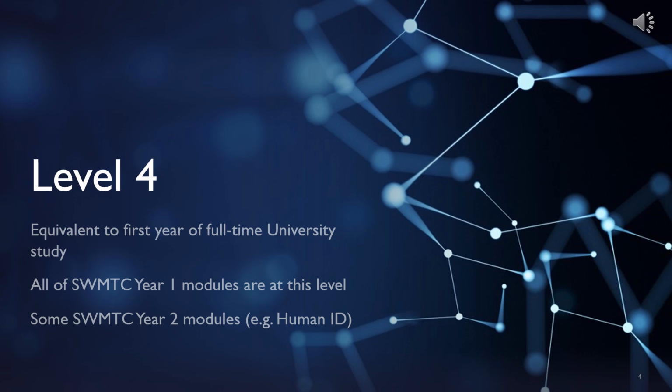Now, for reasons I won't bore you with, full-time university degrees during the first year of study are referred to as Level 4. Because SWMTC students are all part-time students, they take more than 1 year to complete Level 4 studies. And for this reason, all of SWMTC's Year 1 modules are at Level 4, but also some of the Year 2 modules are also at Level 4, and Human Identity is an example of one of these.